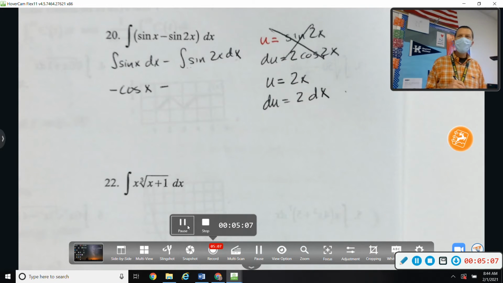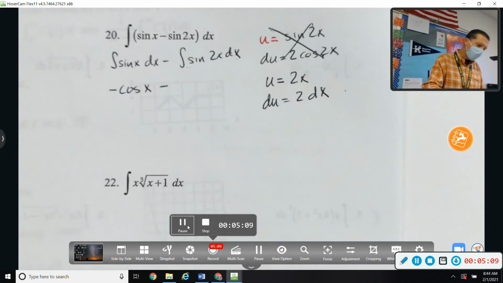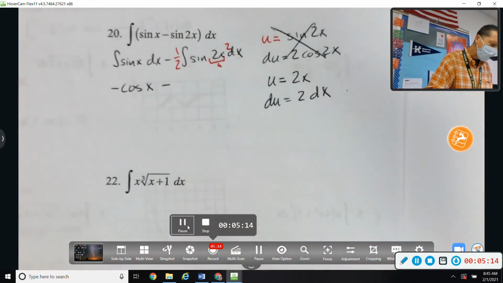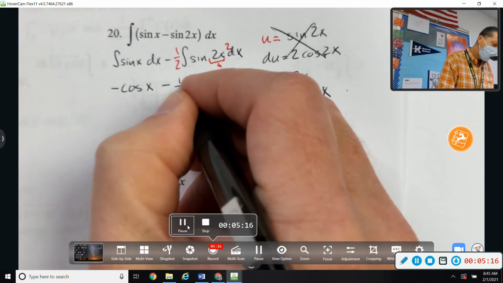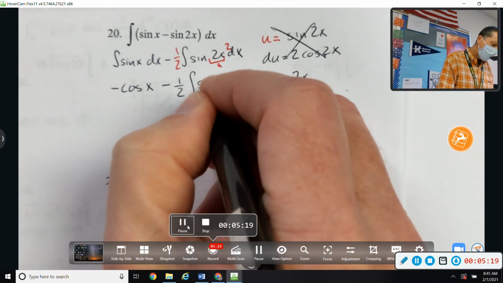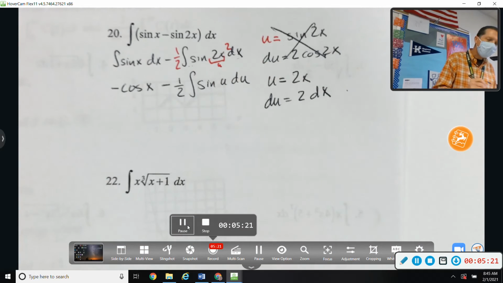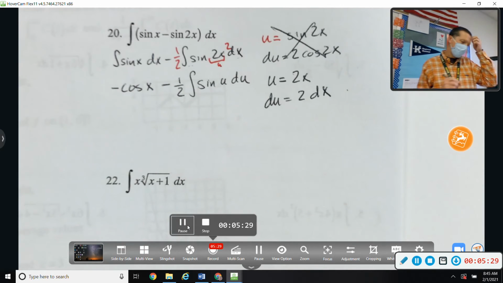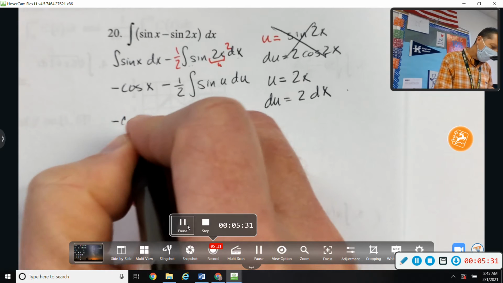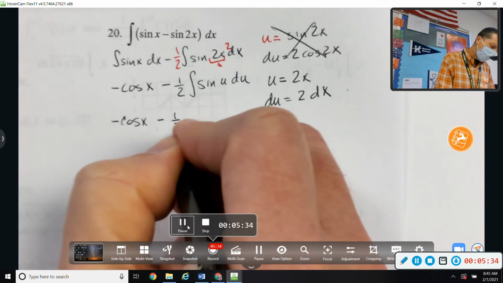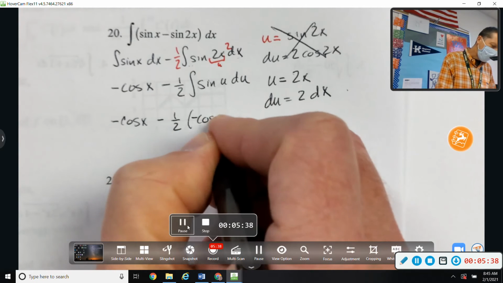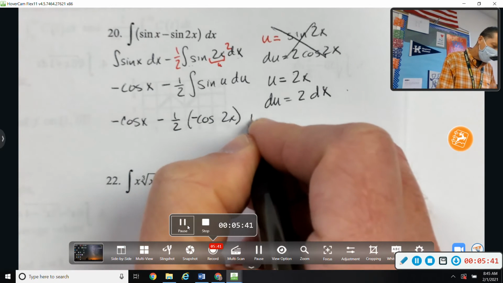And then du is just 2. And this we can handle. So now this is u. We put a 2 on there and a 1/2 out front. So 1/2 antiderivative of sine of u du. So now it's the same problem that we just did a couple minutes ago. So negative cosine x minus 1/2 negative cosine of 2x plus c.